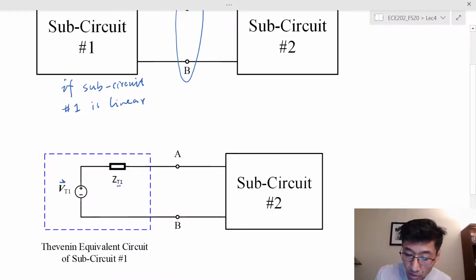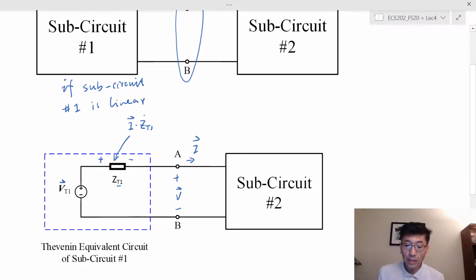And for the Thevenin equivalent circuit, let's see if we have this Thevenin equivalent circuit inside, what would be the voltage and current at the interface? Let's see, this is voltage, this is current. And in this case, we can write the equation. The voltage across this impedance is going to be I times Z sub T1, right? This is the I, and I label that voltage following the passive sign convention. Therefore, I have that. And now I can use the KVL.